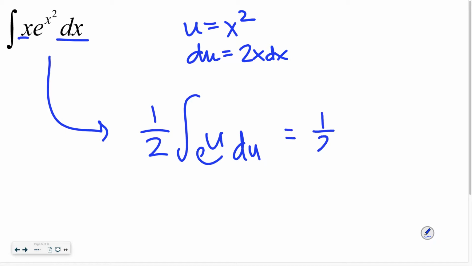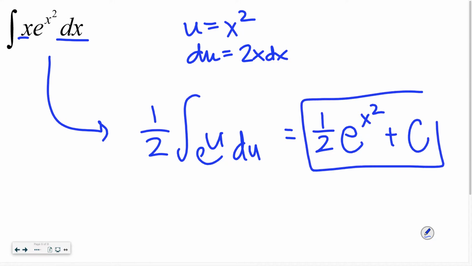So we have 1/2 e to the x squared plus c. Let's see, I forgot that one. Don't forget plus c. Ever.